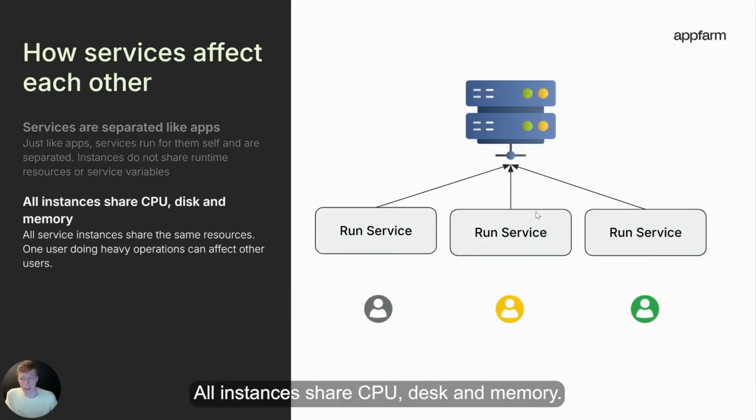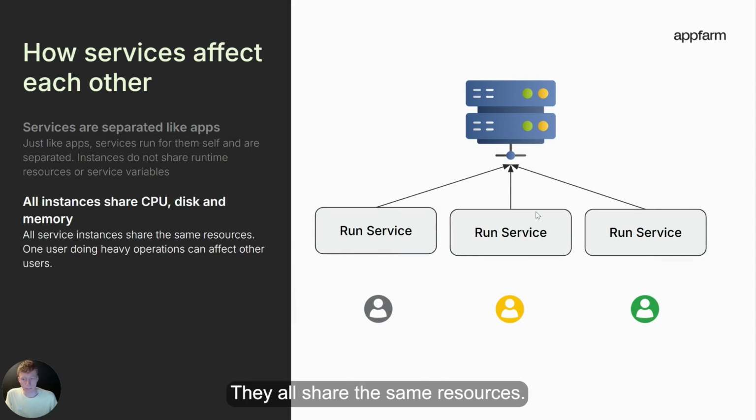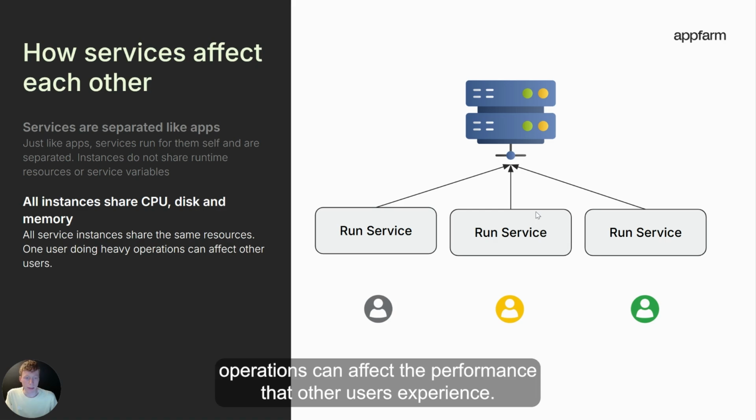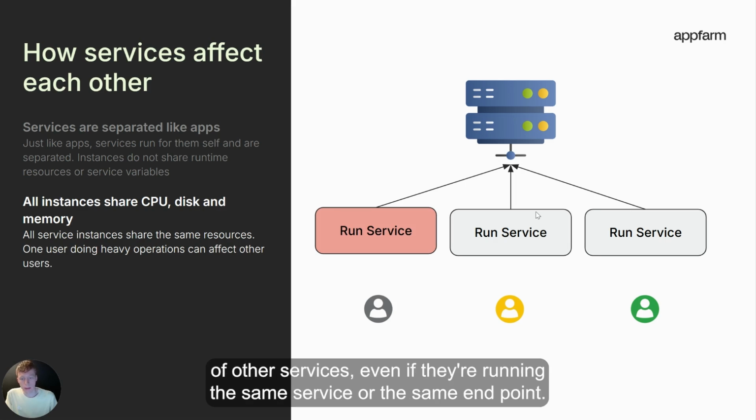All instances share CPU, disk, and memory, however. They all run on the same infrastructure, they all share the same resources. One user doing very heavy operations can affect the performance that other users experience. However, one service crashing or failing will not affect the running of other services, even if they're running the same service or the same endpoint.